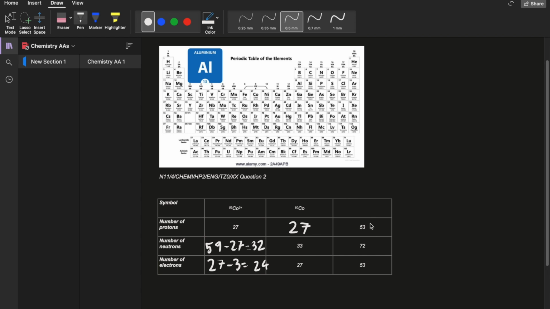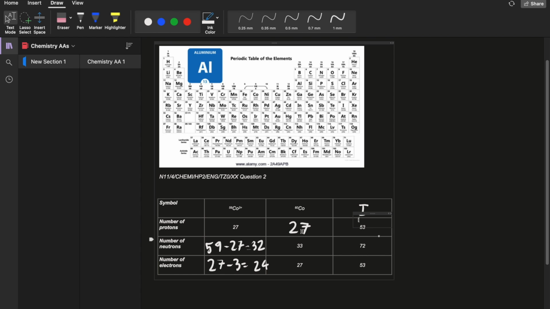Now for this one right here, it asks us for the symbol. The symbol is basically just the symbol of the element and the atomic mass. So first it gives us the number of protons, so we can look here at the periodic table and find out that I, or iodine, is the element with 53 protons. So we'll just put iodine right here, the symbol for iodine.